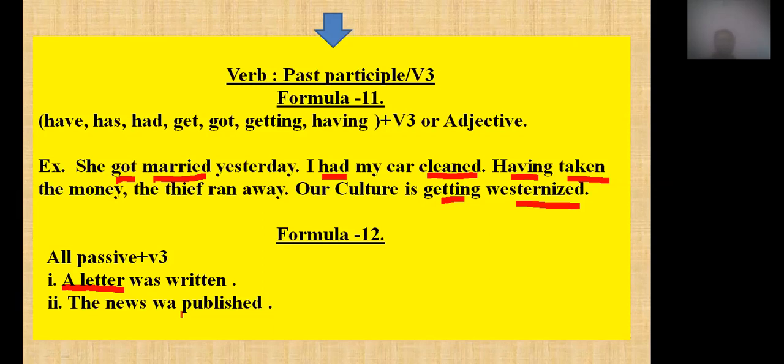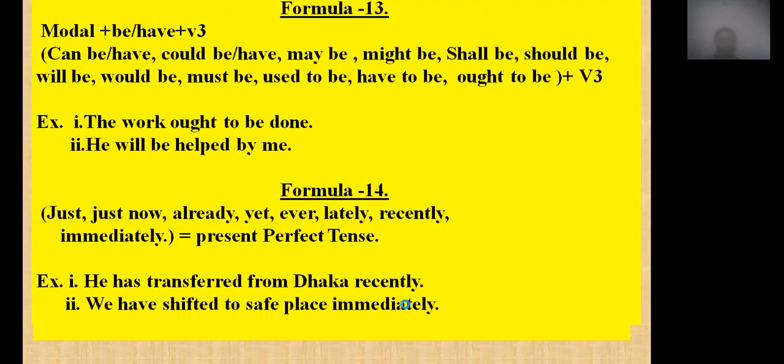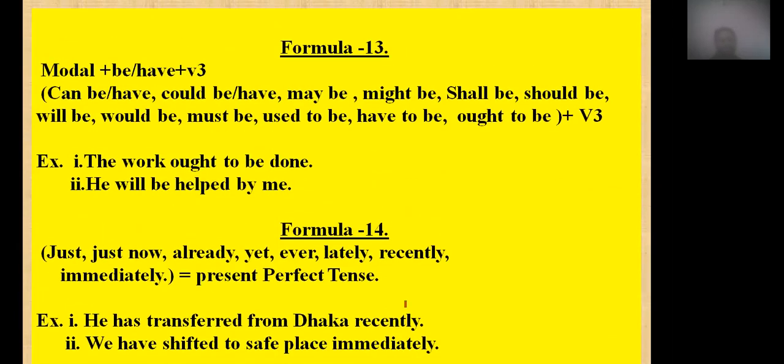A letter was written. The news was published. Here the mistake is in the news was published, that is the was. Okay, the news was published. Now after a modal, if you see be or have, then the verb form will be V3. Whenever you see a modal followed by be or have, you will use V3. Suppose the work ought to be do, that is not correct. The work ought to be done. He will be helped, that will not be correct. He will be helped by me, that will be correct.